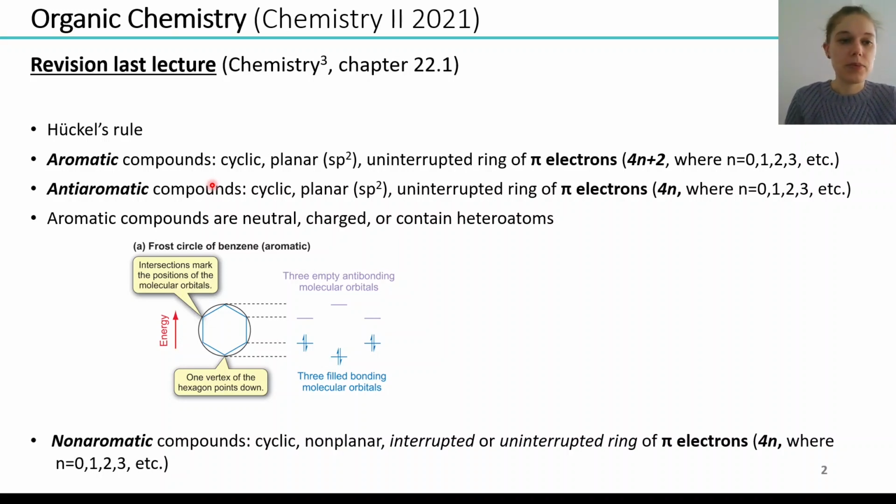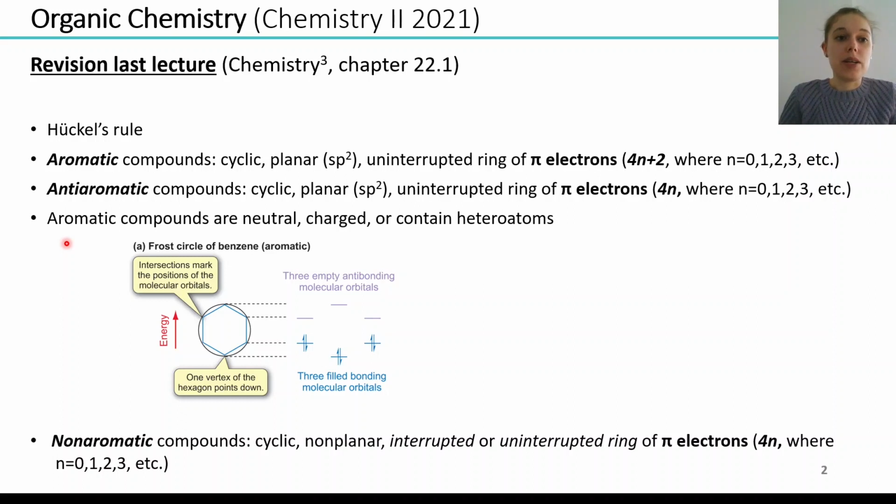3, and so on. Conversely, a compound is anti-aromatic if it is cyclic, again planar, and it also contains an uninterrupted ring of pi electrons, but this time the amount of pi electrons is 4 times n. And furthermore, we learned that aromatic compounds do not necessarily have to be neutral, but they can also be charged or even contain heteroatoms.